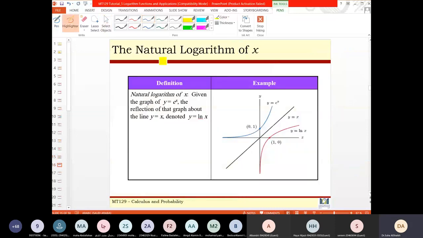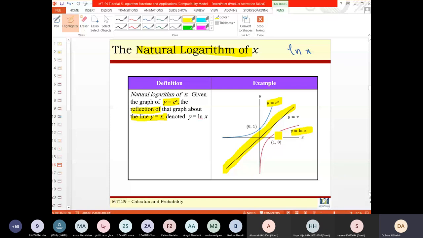So the next thing we're going to talk about is what we call the natural logarithm of x, the ln of x. The natural logarithm is actually the reflection of e^x about the line y equals x. This is y equals e^x. The reflection of y equals e^x is what we call ln x. You can see how it's a reflection, as if I'm folding around this line: the reflection of e^x is ln x.